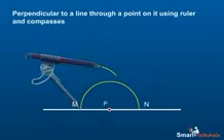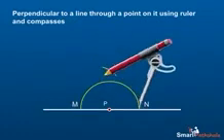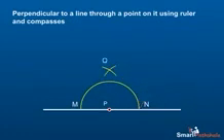Similarly, with N as center and a radius more than NP, construct an arc that cuts the previous arc at Q. Step 4. Join PQ. Thus, PQ is the required perpendicular.